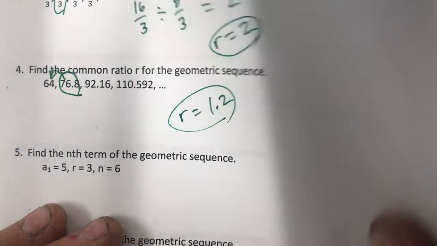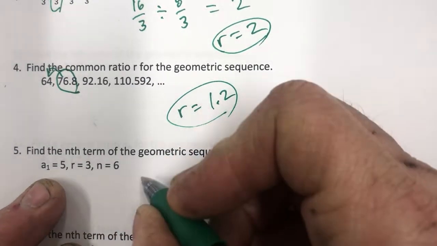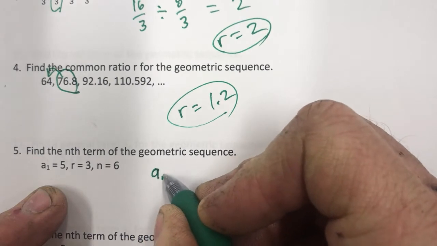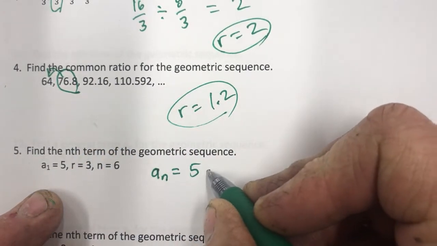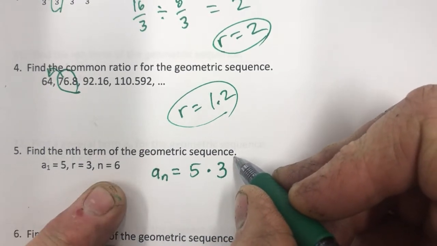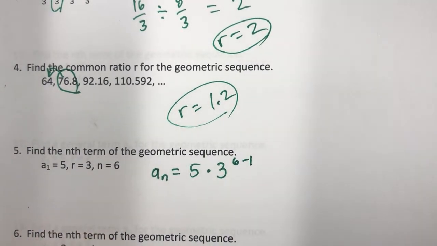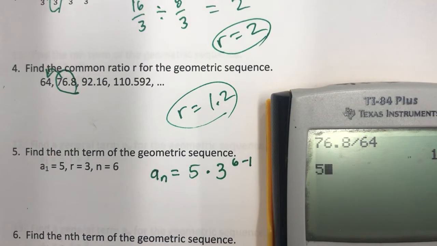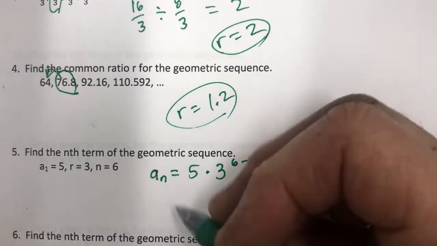All right, this says find the nth term of this sequence. So n is 6, r is 3. So in my equation, a sub n equals a sub 1, which is 5, times my r, which is 3, to the n minus 1 power, which in this case n is 6. So it's 6 minus 1. And so I just punched this in. So 5 times 3 to the 6 minus 1 power. Looks like 1215.